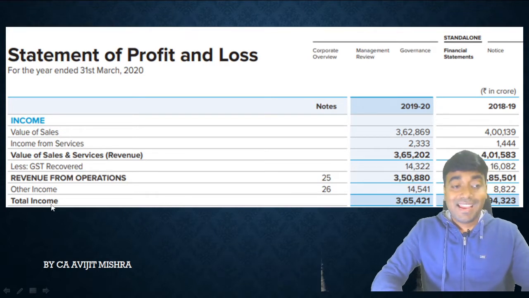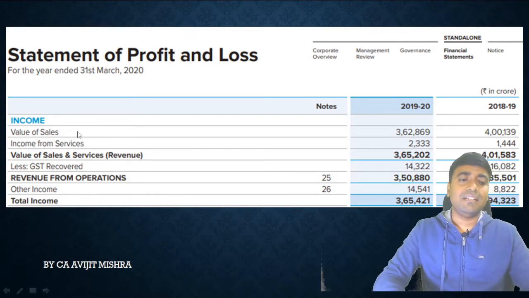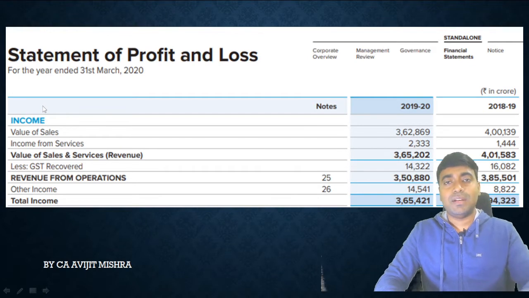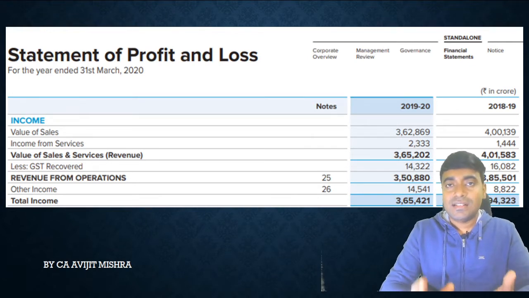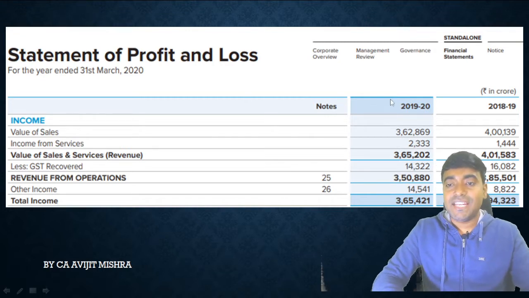Let's understand line by line. The first thing is income. In this particular area, what we are understanding is how much income Reliance has earned during the financial year 1920. Correct. This is the first thing. So the first source of income is the value of sales.